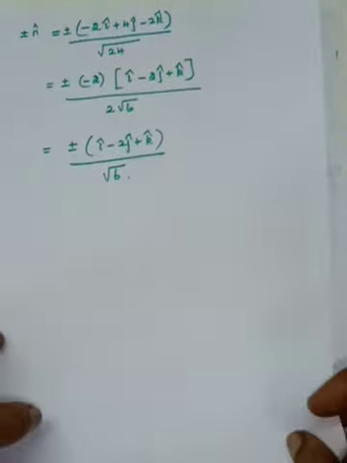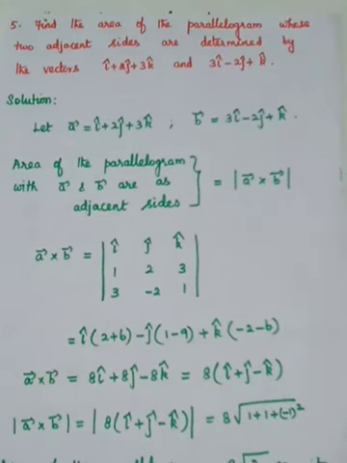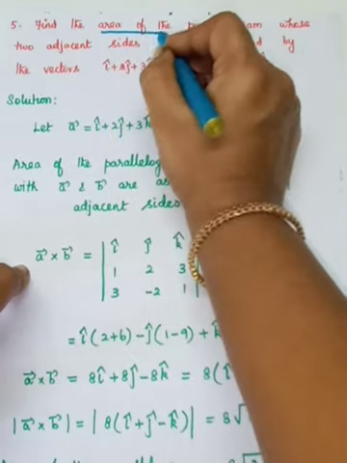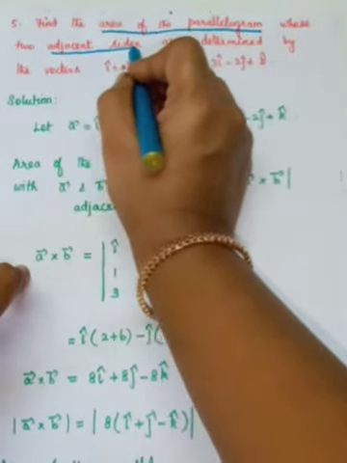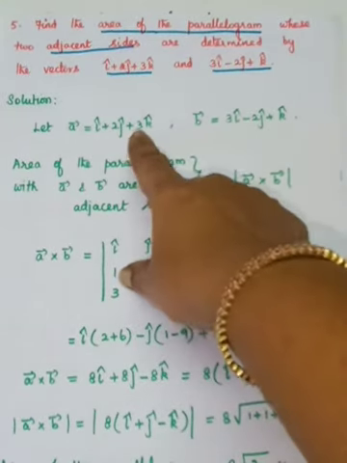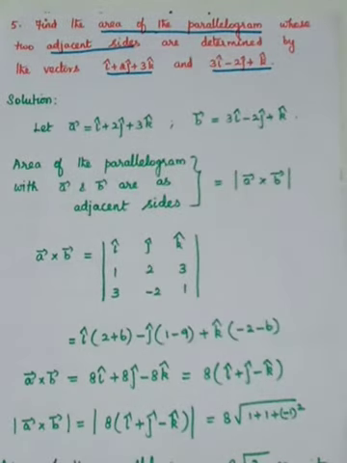So coming to the problem number 5. Find the area of the parallelogram whose adjacent sides are determined by the vector. See what you are going to find? You are going to find the area of the parallelogram. What is given? Adjacent sides are nothing but the first vector and the second vector. So the first vector has to be taken as a vector and the second vector has to be taken as b vector. These two vectors are adjacent sides of the parallelogram. What is asked? Area of the parallelogram.